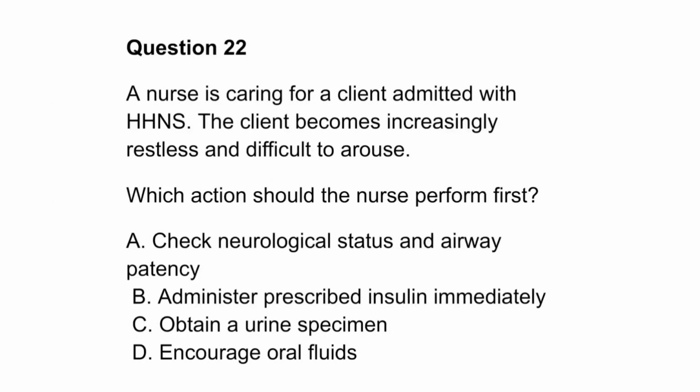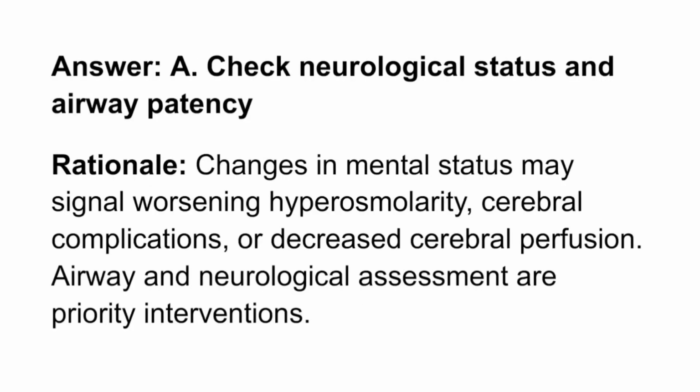Question 22. A nurse is caring for a client admitted with HHNS. The client becomes increasingly restless and difficult to arouse. Which action should the nurse perform first? A. Check neurological status and airway patency. B. Administer prescribed insulin immediately. C. Obtain a urine specimen. D. Encourage oral fluids. Answer. A. Check neurological status and airway patency.